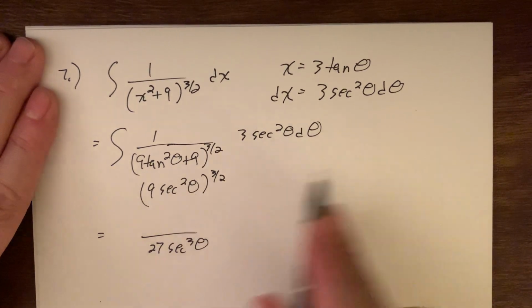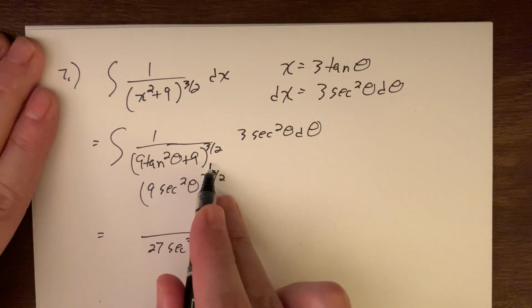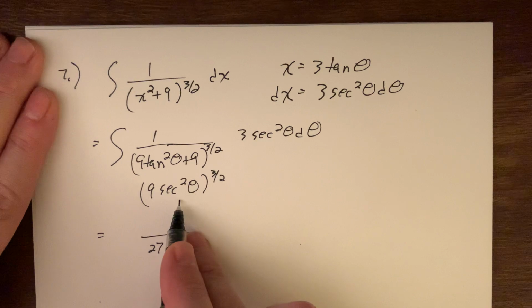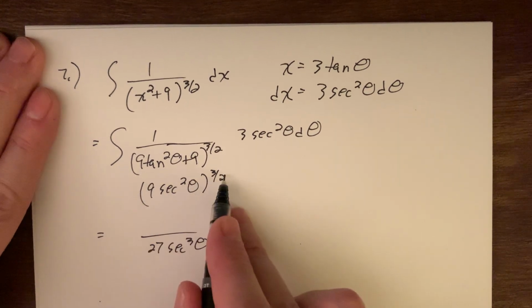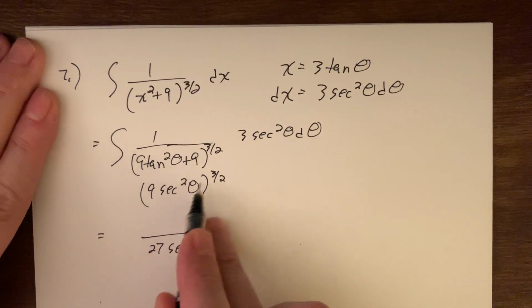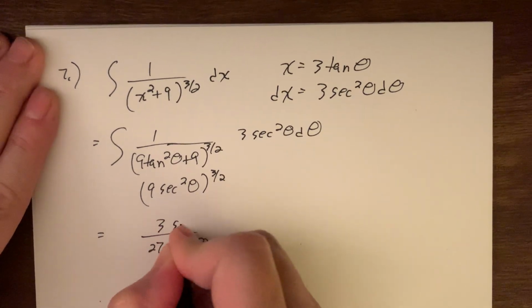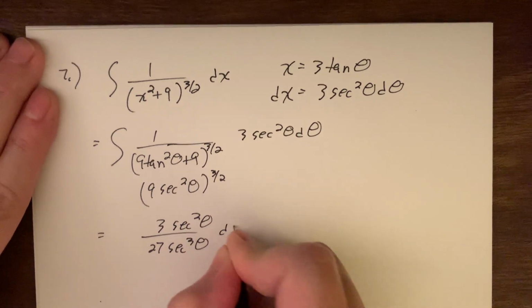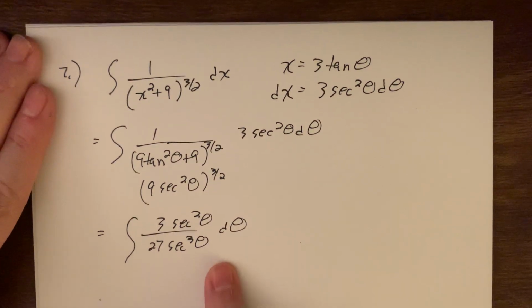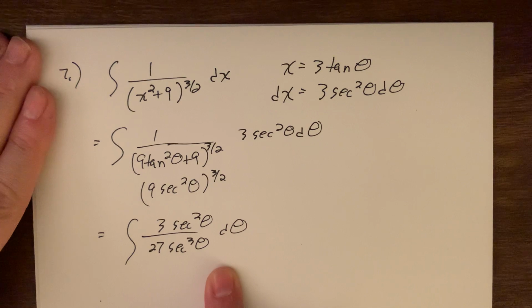So off on the side, pulling out a 9, tan squared plus 1. Tan squared plus 1 is secant squared. The square root of this is 3 secant, and then cubing. Finally got that, and all that is still in the denominator. This is in my numerator. And so this is kind of similar to the previous one.